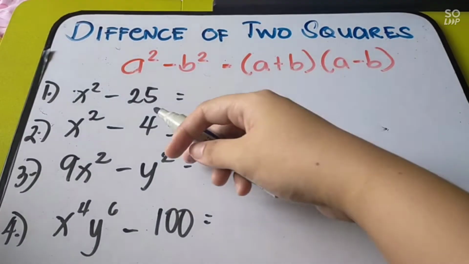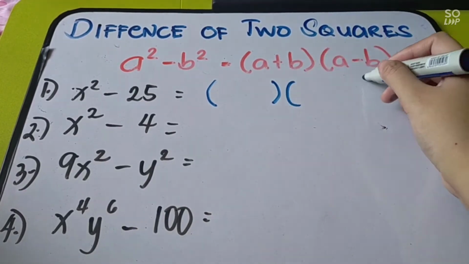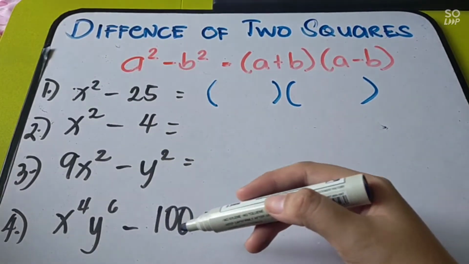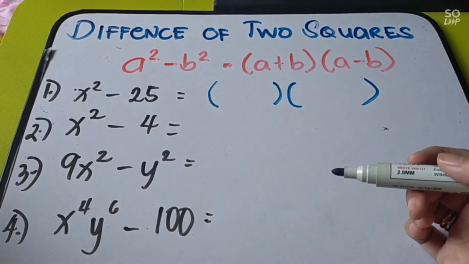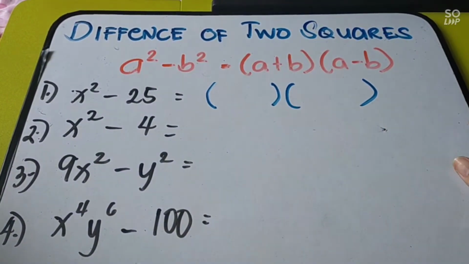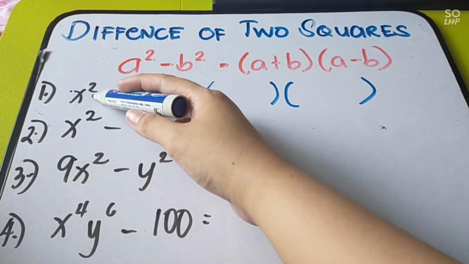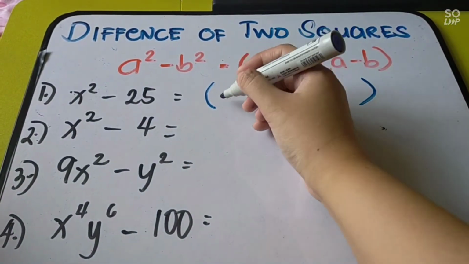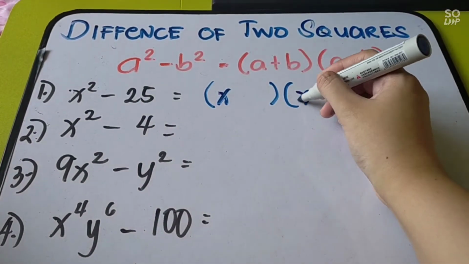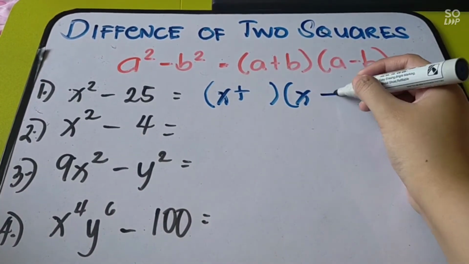Let us have this one. X squared minus 25. Maglagay ka lang dyan, open and close, open and close. As you can see, lahat naman ng given natin ay perfect square and then difference lahat. So, we can apply this factoring. We are going to find the square root of x squared. Ang square root lang ng x squared ay x. We have x and x. Ganun lang kasimple. Then, just write here, plus and minus.